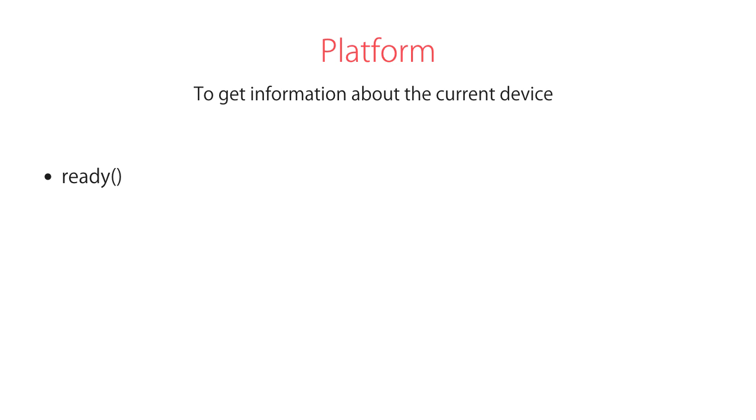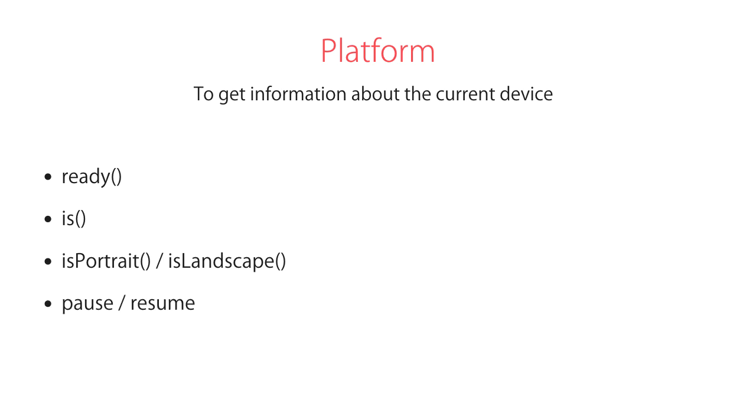We have another useful method on this class called is. And we can use this to see if the application is running in a web browser, in an Android device, in an iPhone, in an iPad, and so on. We can also check to see if the device is in portrait or landscape mode. We also have events that are fired when the application goes in the background or comes back in the foreground.